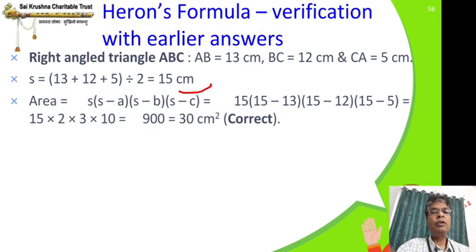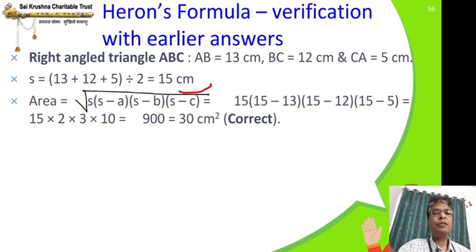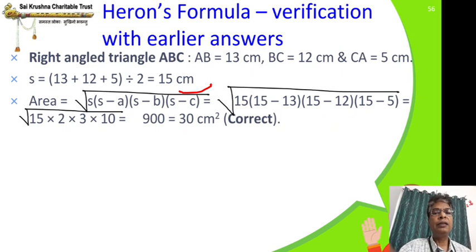Then area equals square root of the same. You have to follow the same steps so that you don't make any mistakes. And then square root, I am writing s is 15, 15 minus 13, 15 minus 12, 15 minus 5, and then equal to 15 into 2 into 3 into 10. It is how much? 900. Square root of 900 equals 30 centimeter square.